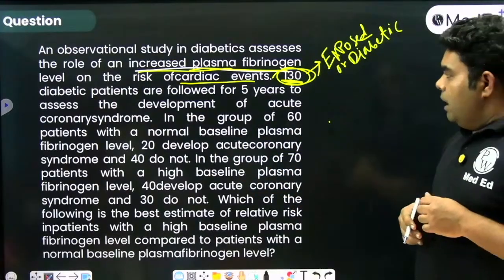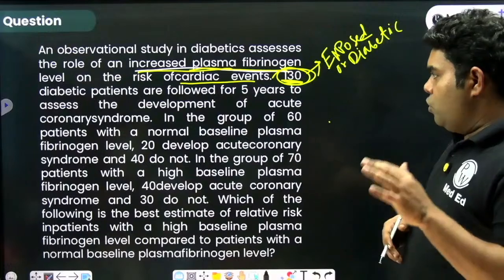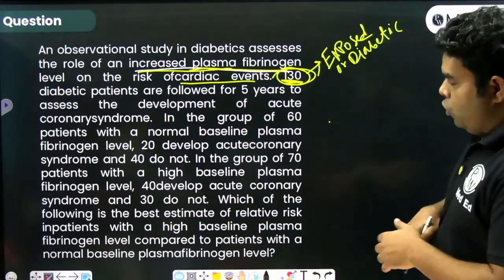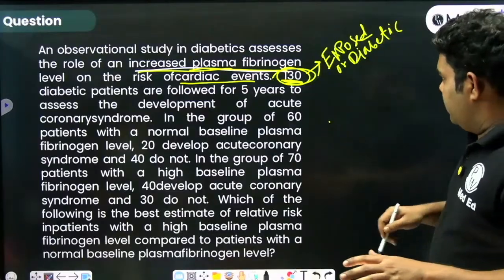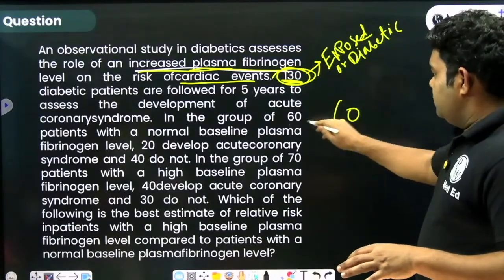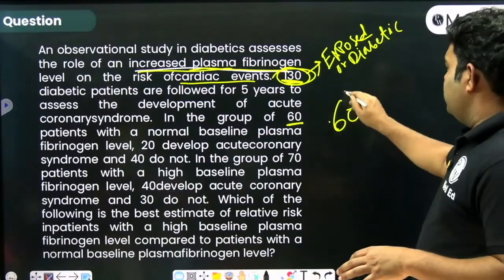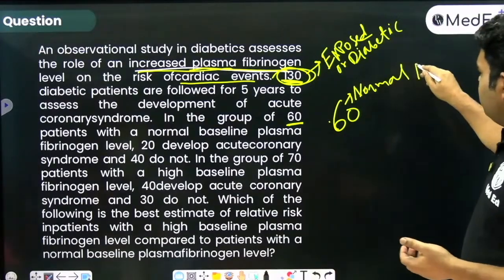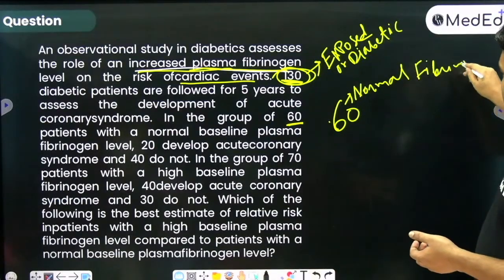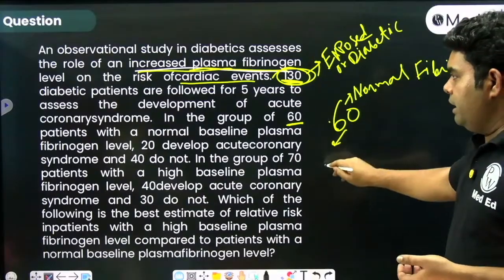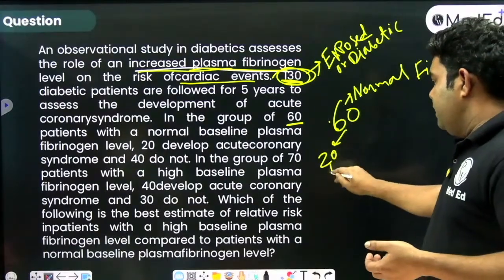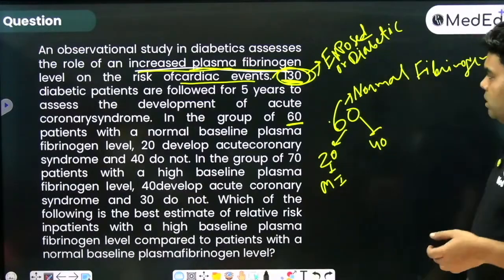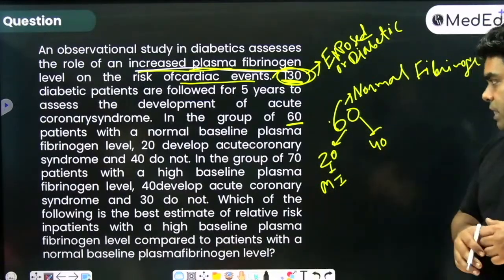So in the group of 60 patients with normal fibrinogen level, 20 develop acute coronary syndrome and 40 do not develop it. So there are 60 patients. These 60 patients have a normal fibrinogen level, and out of these, they are saying 20 developed MI and 40 survived.